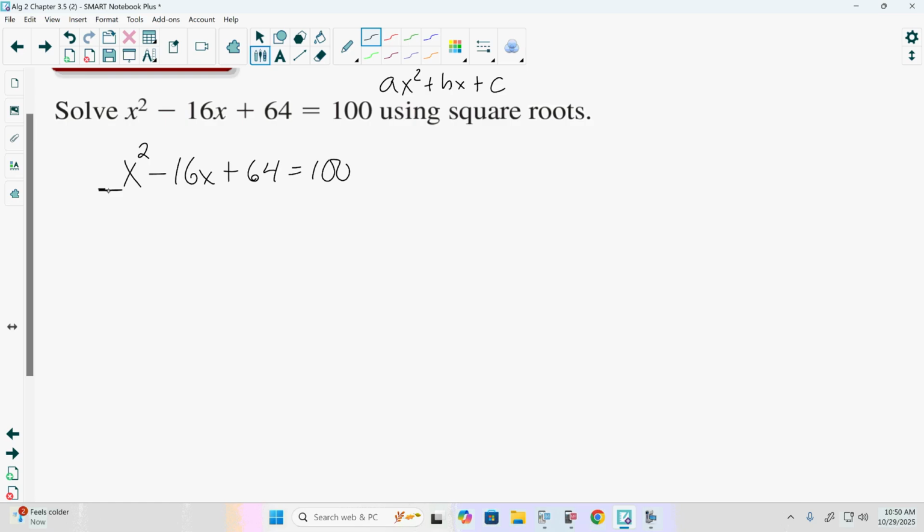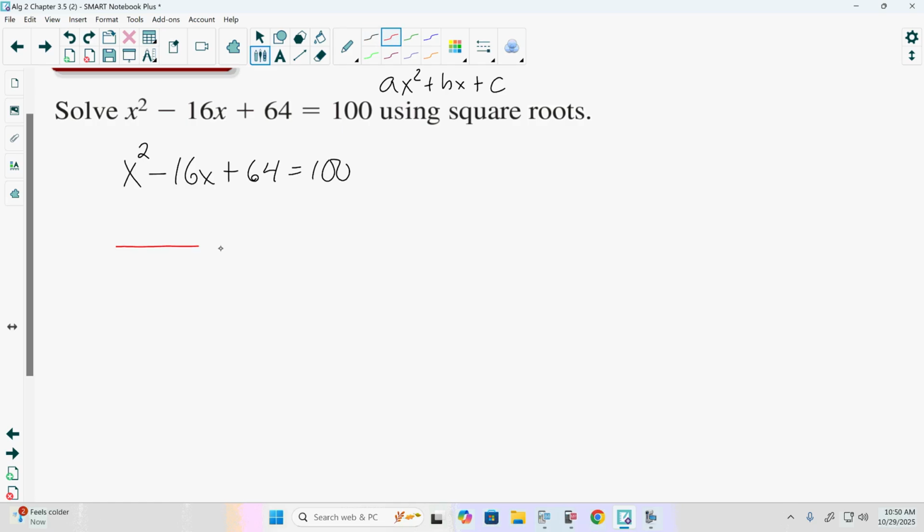Our second step is to get the variables on one side and everything else on the other. So the only thing that we have to move is the 64, because we need the x squared and x on one side, our constant terms or numbers on the other.